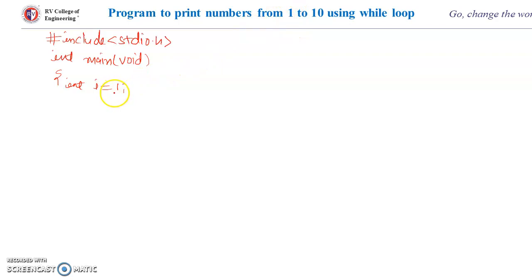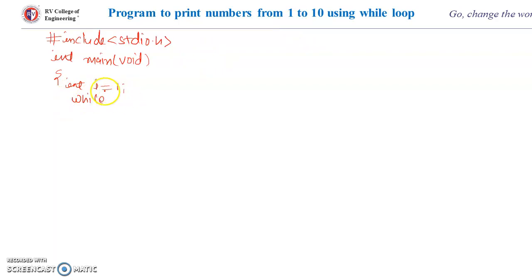Always remember, when we write a loop there are three things: the initial value, then the condition, and increment or decrement. Here we want to print the numbers from 1 to 10. So the initial value will be 1, then the condition will be until that number is less than or equal to 10, and every time I need to increment the value. I want to display 1, and then next time 2, 3, 4, so that value has to be incremented. Then we will write the while statement.